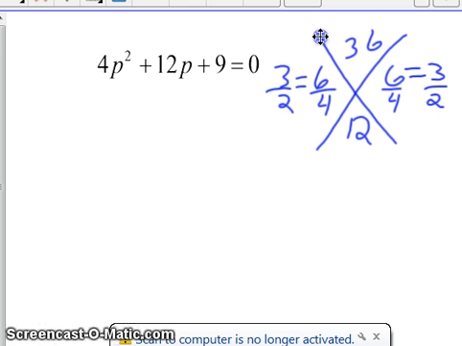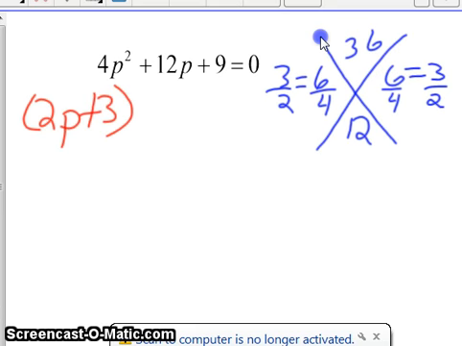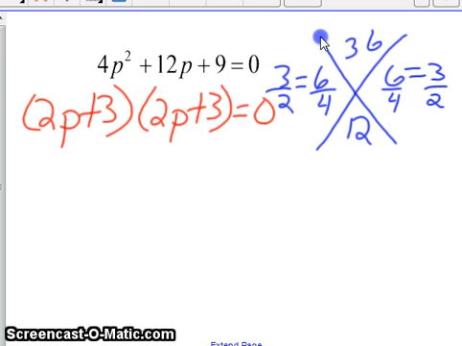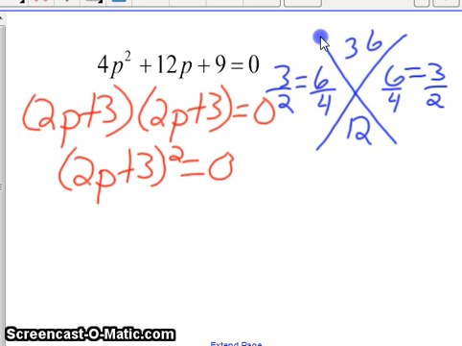So now I'm going to do bottoms up. Okay. So I've got 2p plus 3 times 2p plus 3 equals 0. Good. So both factors are the same, right? All right. So you could, if you wanted to, write it like this, as a square. So there's only one factor to this problem, okay? But that factor occurs twice.